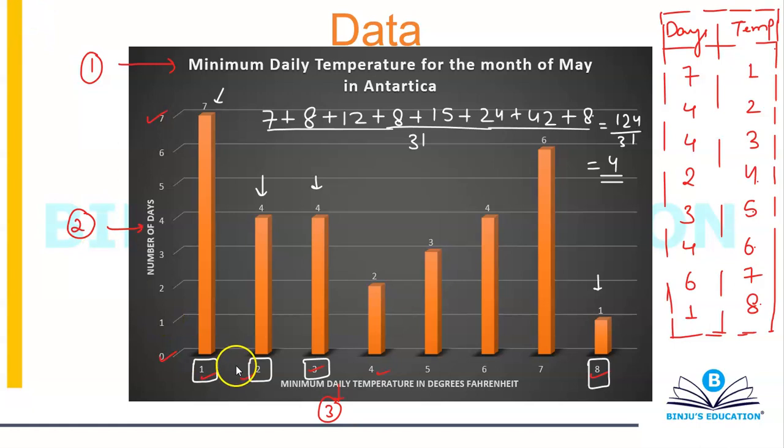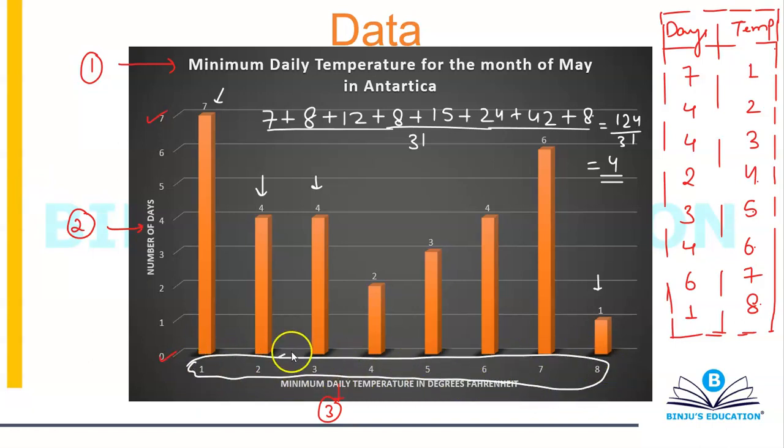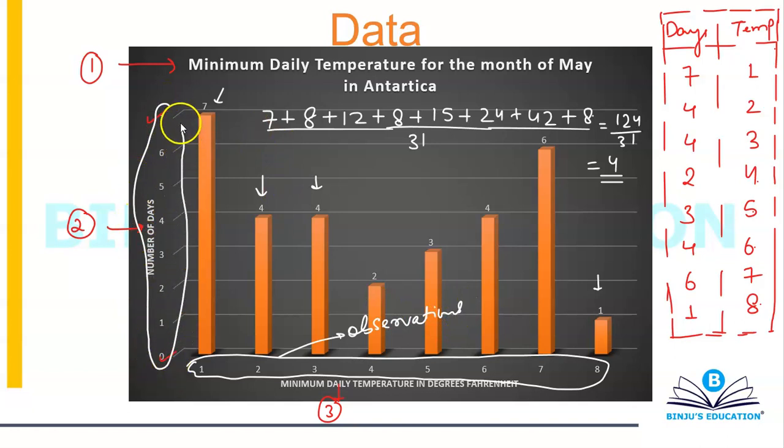Now, the observations that I have are 1 degree, 2 degree, 3 degree. These are my observations, the ones that are written on the x-axis. And these are my frequency. Please do not interchange them. How did I come to know that these are the observations? Read the heading. They're talking about the daily temperature. They're not talking about the number of days. Temperature is the observation.